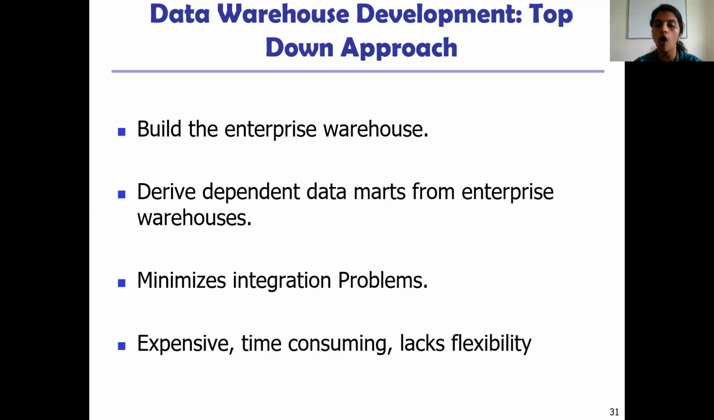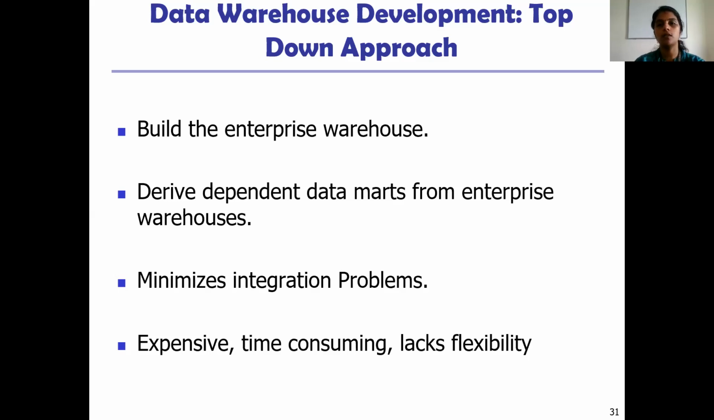In the case of the top-down approach, from the word itself you can understand top-down. So first you will build the top enterprise warehouse, the central data store containing information about the whole organization. That enterprise warehouse will be built first, and from the enterprise warehouse you will be deriving the subsets or the dependent data marts. Now, what is the advantage of this top-down approach?